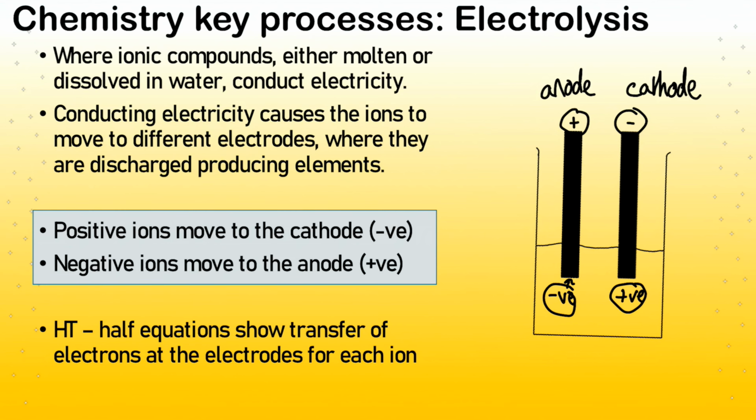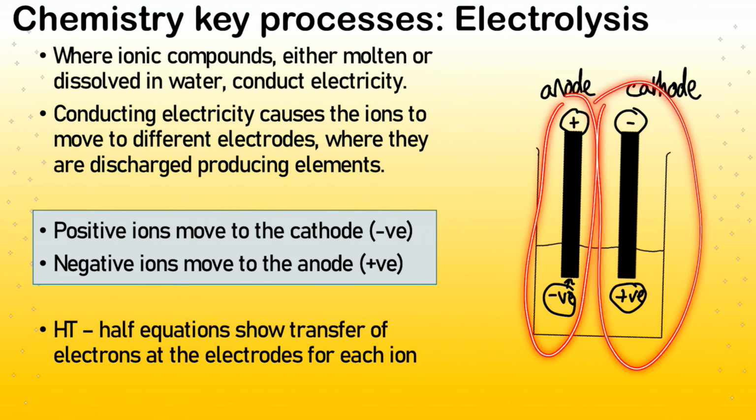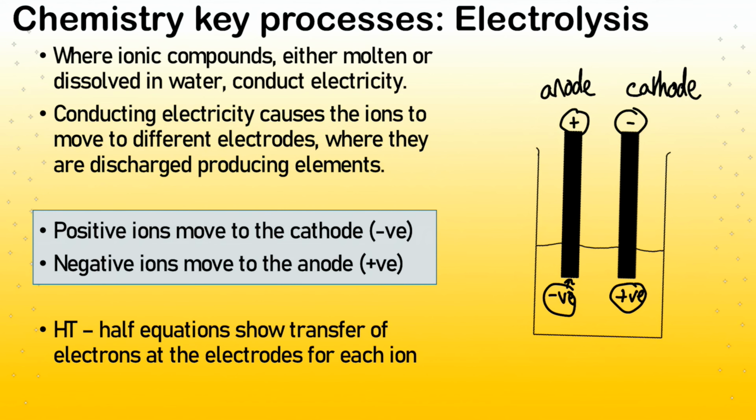And with electrolysis, we need to be able to write half equations to show the transfer of electrons at each of the electrodes. So for each ion, we just want to write about how the electron transfer is working for an anode or just for the cathode, and we'll get on to practicing that a bit later.